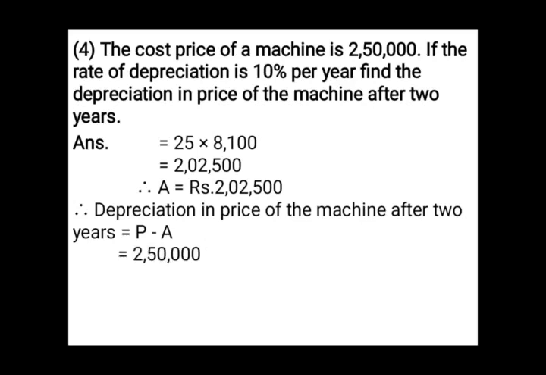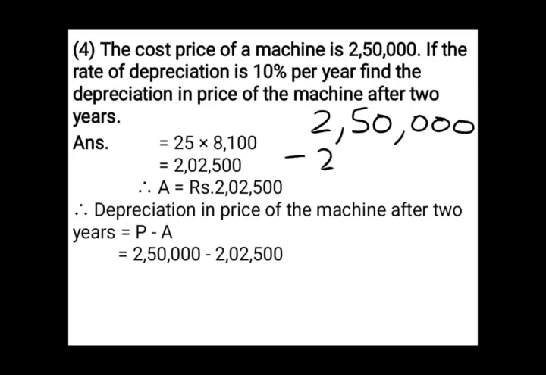Principal is 2,50,000 minus amount is 2,02,500. 2,50,000 minus 2,02,500. 0 minus 0 is 0. 0 minus 0 is 0.